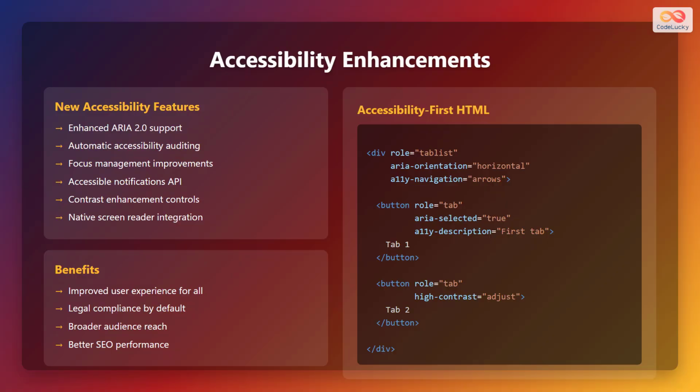Now let's talk about accessibility enhancements. There are several new accessibility features on the horizon, including enhanced accessible rich internet applications, also known as ARIA version 2.0 support, automatic accessibility auditing, focus management improvements, accessible notifications application programming interface, also known as API, contrast enhancement controls, and native screen reader integration.